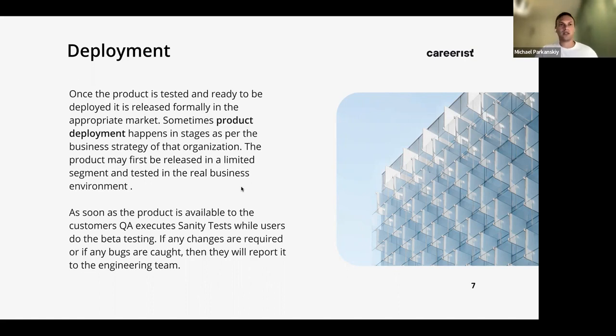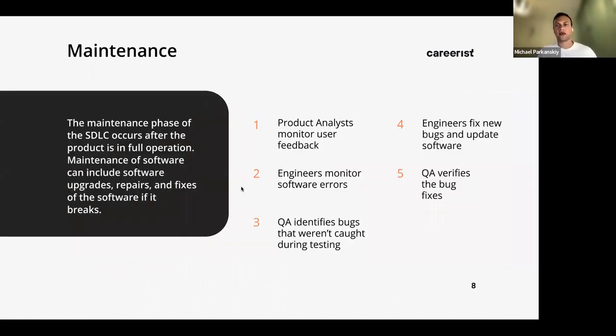Okay, so that's the deployment stage, and let's go over the maintenance stage. So this is kind of the last stage. However, it might not necessarily be the last. Some companies have more than 6 stages, but usually it's 6. So the maintenance phase of the software development lifecycle occurs after the production is in full operation. Maintenance of the software can include software upgrades, repairs, and fixes of the software if it breaks.